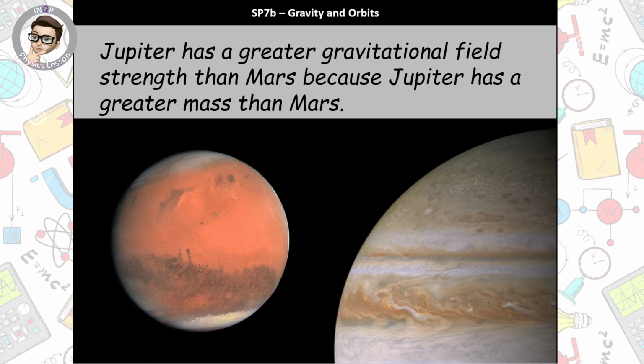And remember, the closer you are to the source of the gravitational field, the stronger that field is going to be. Okay, so in this case, Mars would. What about between Mars and Mercury? Well, in that case, it's going to be Mercury because Mercury is closer than Mars.